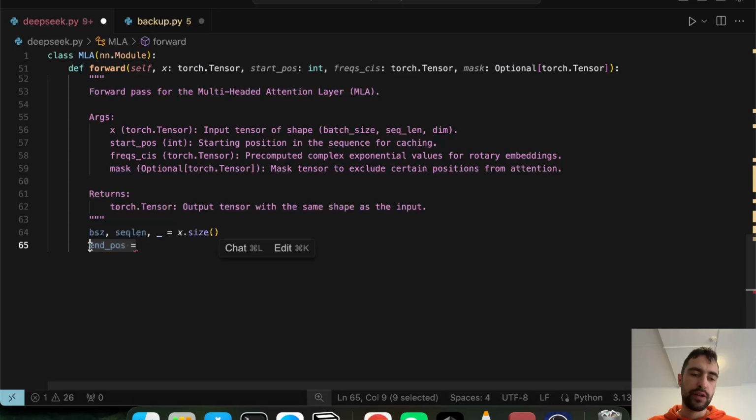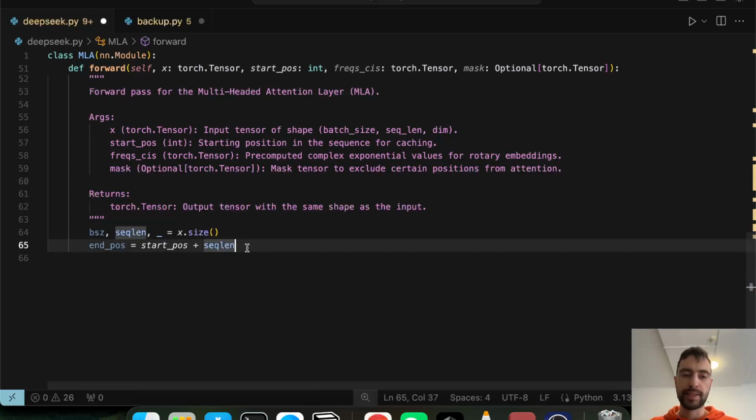But we want to find the end position. It's going to be start position, where you start generating in the context window, plus sequence length. Sequence length is going to be the maximum length that you will have after you generate the new tokens.